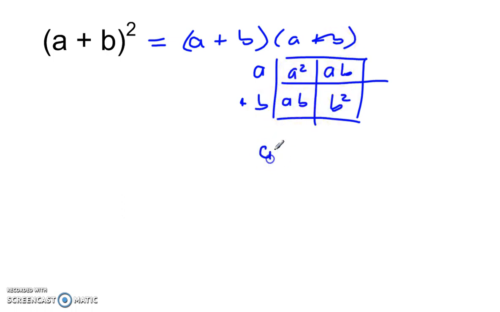So we have a squared, and then these two are alike. We have two of those. So that's 2ab, and then down here we have b squared. That's going to be the same way for any sum squared.